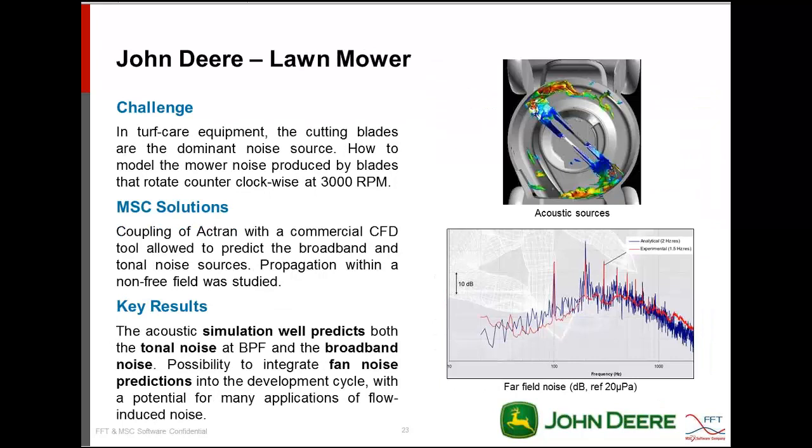Another example from John Deere, it's a lawn mower. In turf care equipment, the dominant noise comes from the cutting blades. The noise of a mower can be simulated as it has been done for the cooling fan and HVAC, using results coming from an unsteady CFD for computing and propagating the flow-induced noise.